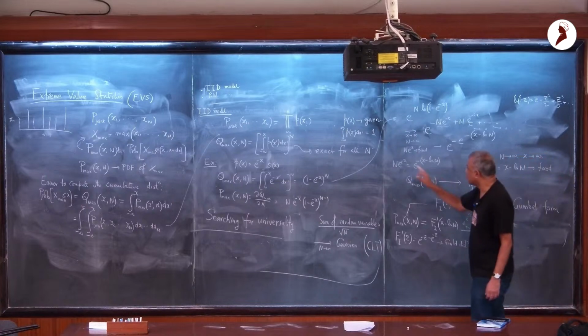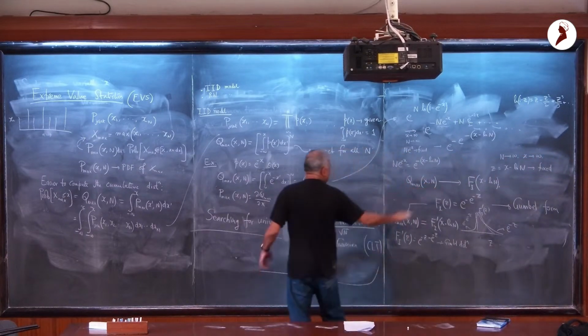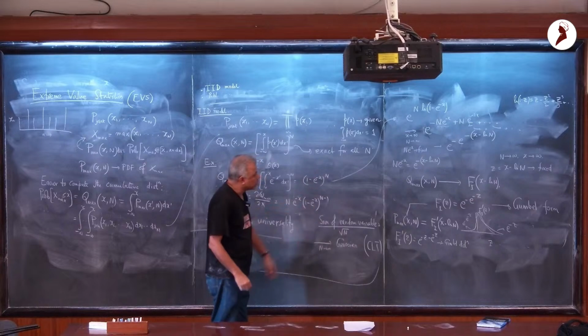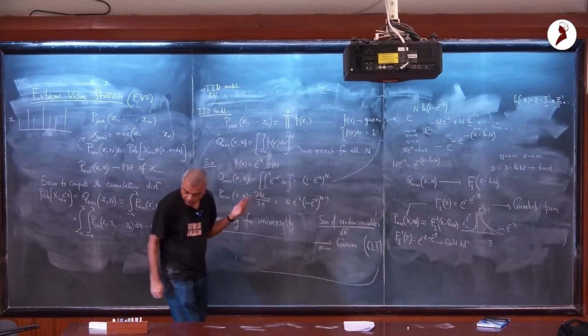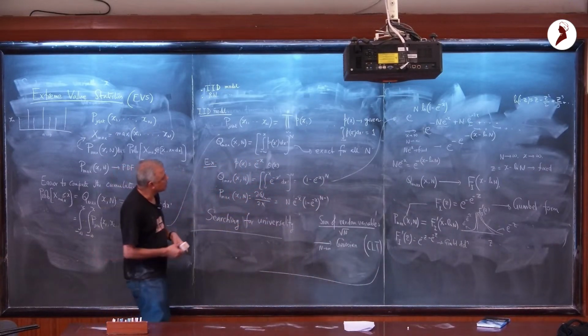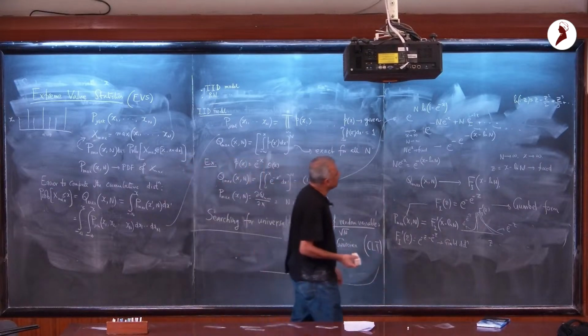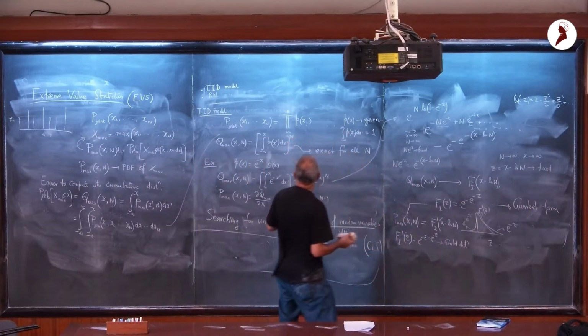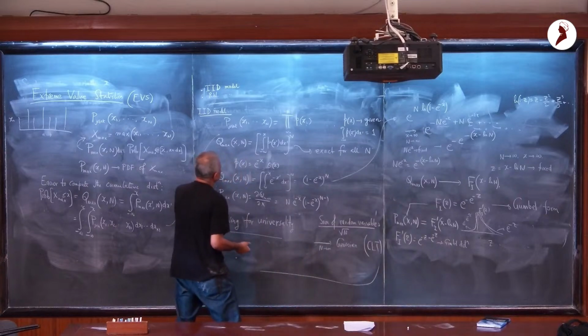So at least for this one distribution, we see that it does converge to a limiting law in the large n limit. Now the question is, is it only for the exponential, or does it hold for other cases? So let's see a second example.